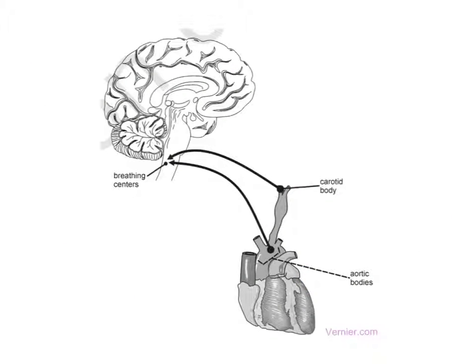Something about the regulation of respiratory rate. In the heart, at the aorta, the aortic bodies, and at the carotid artery, the carotid body, there are sensors that detect the amount of carbon dioxide in the blood. As they detect changes from the set point, they relay messages to the breathing centers of the brainstem, which will then send messages that allow us to increase or decrease respiratory rate in our lungs.